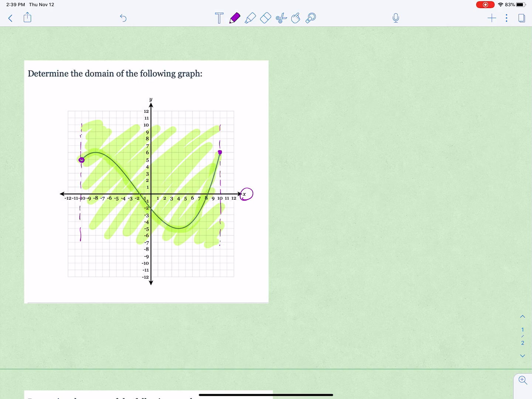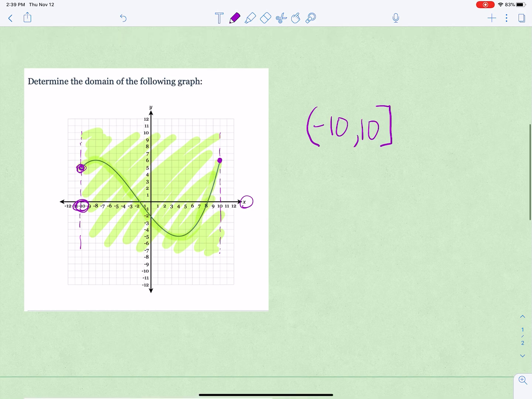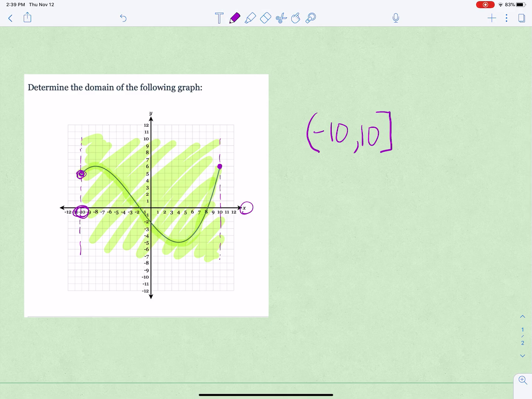So my domain, I noticed that I had a circle. Since I have a circle that's open, I have to use a curved parenthesis. Now notice that it stops at negative 10. It does not include negative 10, but it has everything larger than negative 10. Then over here on the right side, I noticed it was a solid circle, so I'm going to use a bracket. And I noticed that it stops at 10. So the smallest value is anything greater than negative 10, like negative 9.99999. The largest value is 10. So this is how I would type in the domain of this problem.